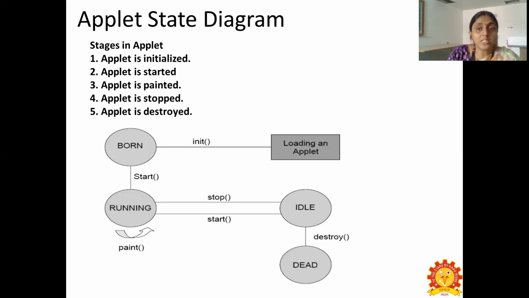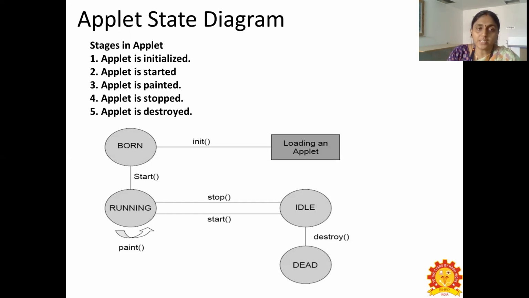And once the start function is invoked, the applet enters the running state, and you can use the paint function when the applet is running to draw text and images, and you can use the stop method to enter into the idle or waiting state. And to get back to the running state from the idle state, again you can use the start function. And when the destroy function is used, it enters the dead state. So this shows the life cycle of an applet.